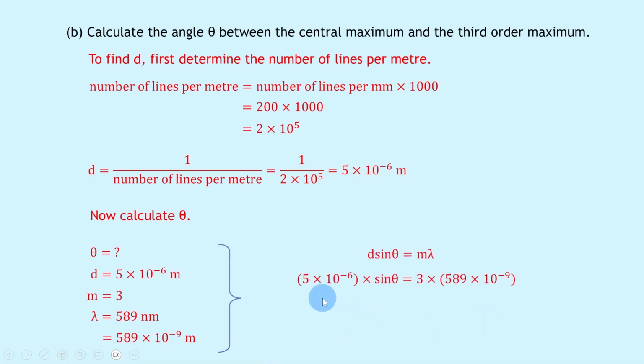Substituting in the numbers gives 5 times 10 to the minus 6 times sine theta is equal to 3 times 589 times 10 to the minus 9. And to get sine theta on its own, we need to do the right hand side divided by the 5 times 10 to the minus 6. So doing that in your calculator, you should get an answer for sine theta of 0.35 and then lots of other digits. And then to find theta, we need to do inverse sine of both sides. So doing shift sine or inverse sine in your calculator should give you an answer for theta of 20.7 degrees. And you could round that up to about 21 degrees if you like.